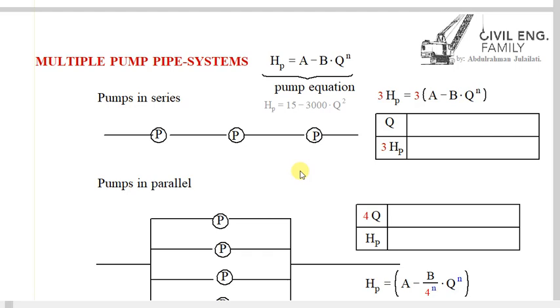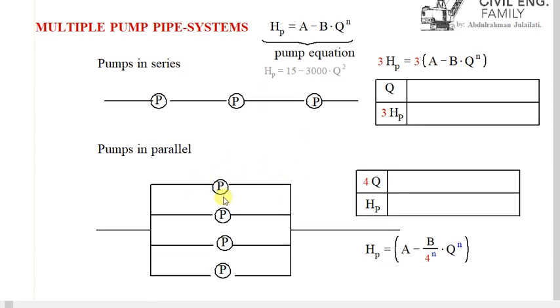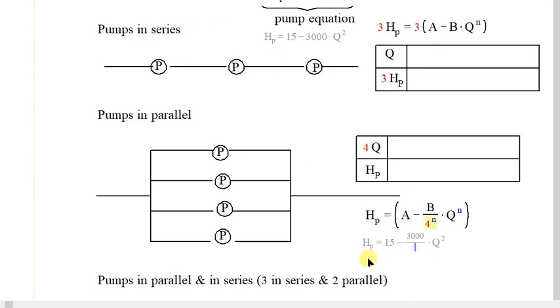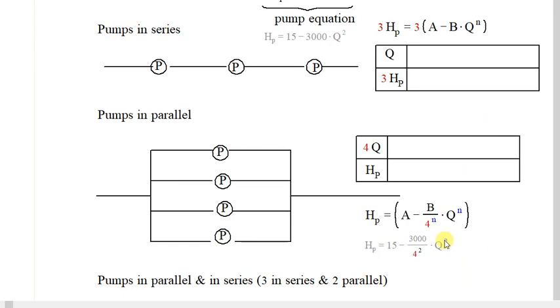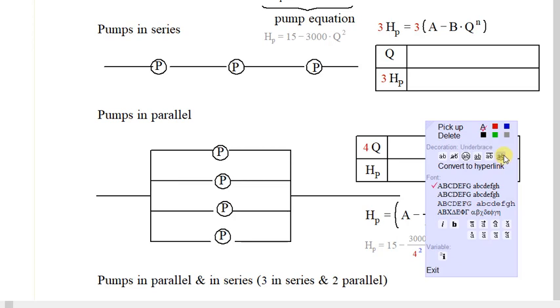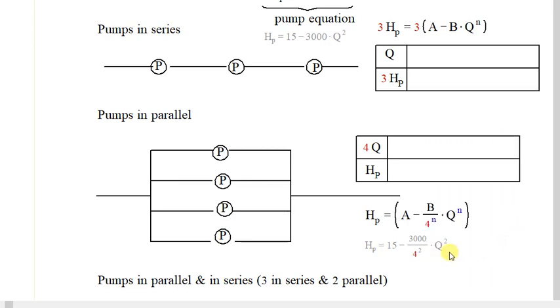But when it comes to parallel pumps, the equation has a special thing: we only divide the right side, which is next to Q, the Q factor, by the number of pumps to the same power of Q. For example, in this case, I should divide it by 4 to the power 2, 4 squared. So that is the thing.